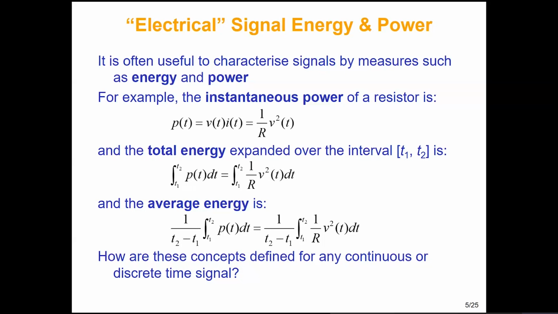If we have a plot of the power signal against time, and we want to find the total energy over a particular time interval, we can sum up all the power values from time t1 to t2. If it is a continuous signal, the summation becomes an integral from t1 to t2. And the average will be the total value divided by the total time duration.